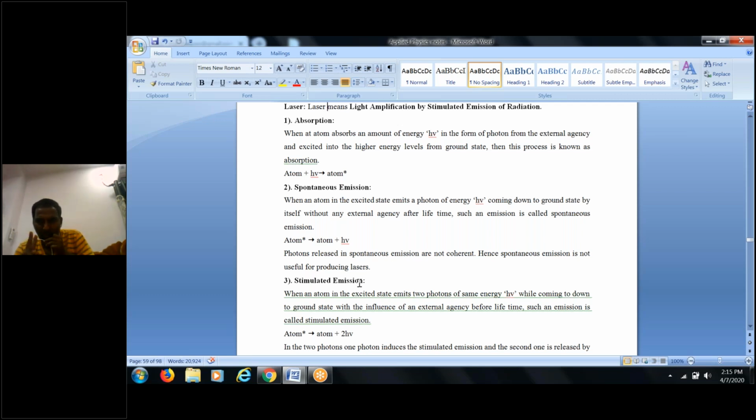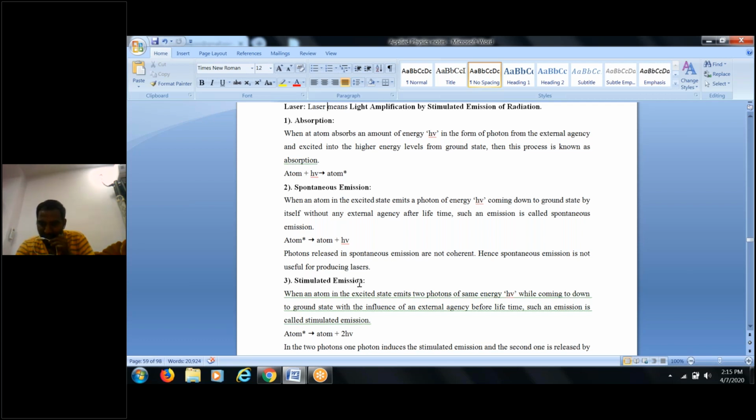So consider two energy levels. You know, the system of energy levels: one is the ground state and the second one is a higher energy level. Usually, the majority of the electrons are present at the ground state. And if you excite them, they will reach the higher energy level. Therefore, I'm going to define the first process, known as absorption.